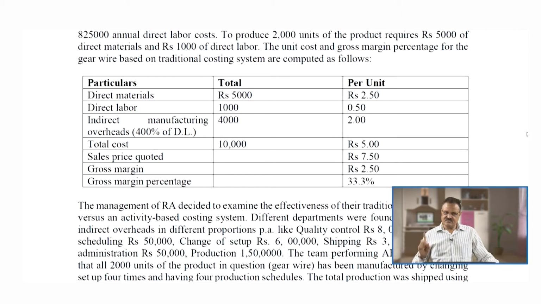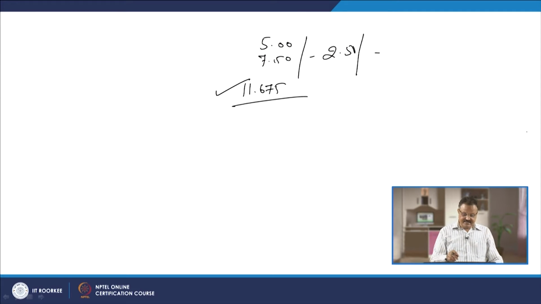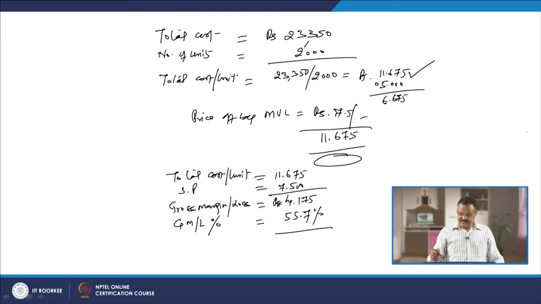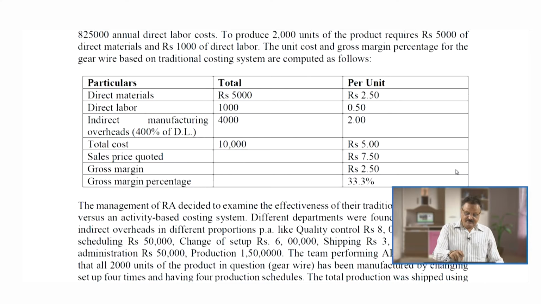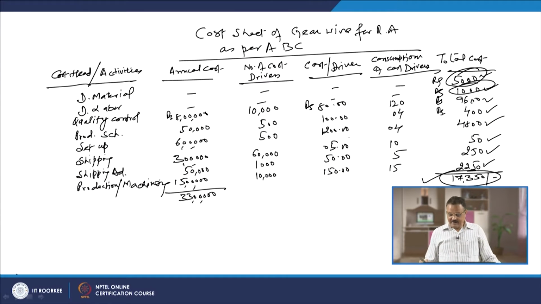You are taking direct material cost, fine, you are taking direct labor cost, fine, but when you are allocating the overhead cost simply as 400% of the direct labor, that way we are creating a problem. Only 2 rupees you are adding here per unit, and how much overheads you are adding here? 4,000 rupees. But what is the actual amount of these overheads in this case? The total amount of the overheads we have worked out in this statement is 17,350 rupees. How much we were adding? 4,000 rupees, and per unit it is 2 rupees.